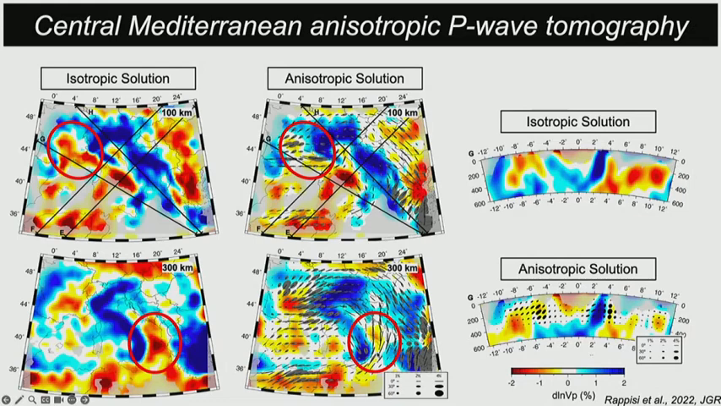But if you account for seismic anisotropy, you can see that this anomaly disappears. Which means that there is probably no compositional or thermal anomaly down there, right? So you can see here this cross section: in the isotropic solution you get this strong low velocity anomaly beneath the Calabrian slab, and in the anisotropic solution the low velocity anomaly disappears. Okay.